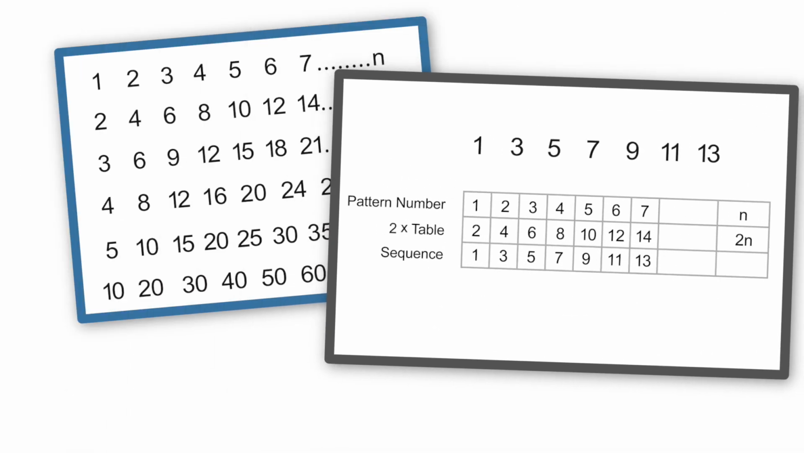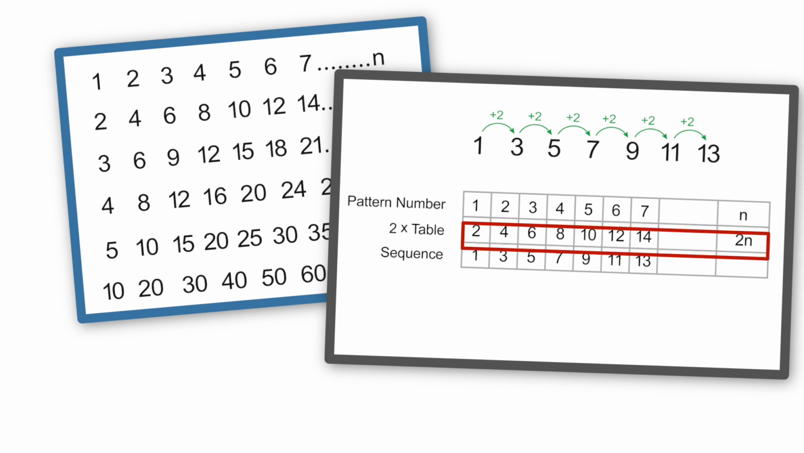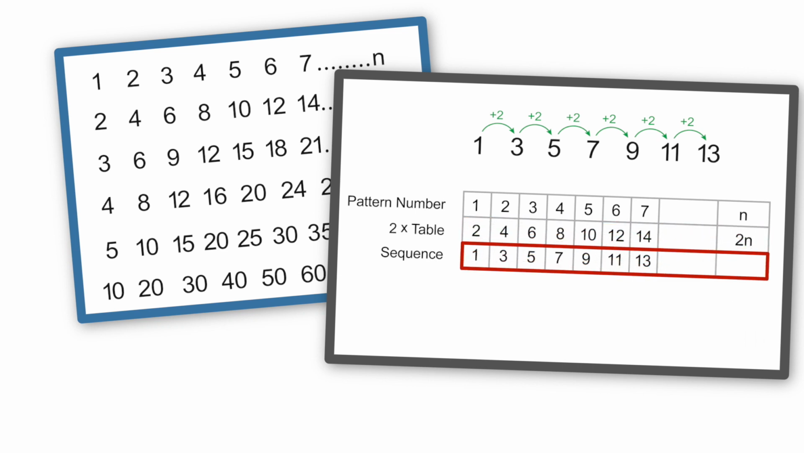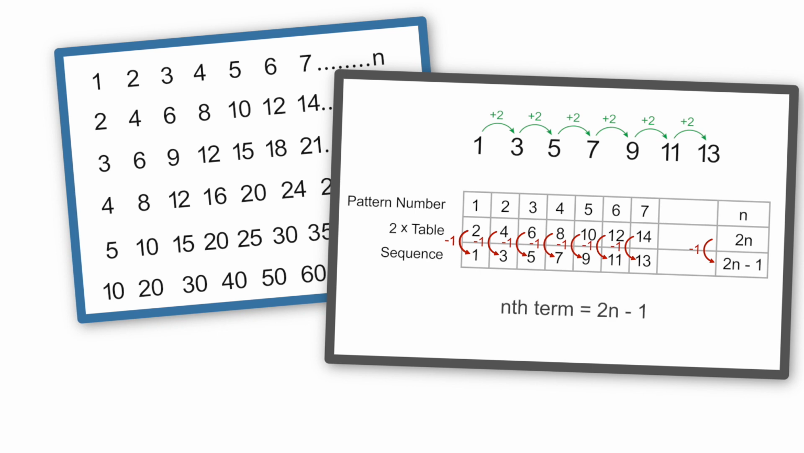So for example, if we take the sequence 1, 3, 5, 7, 9, 11, 13, we notice that to get to the next number in the sequence, you add 2 each time. And so by using the 2 times table, we can find the nth term of this sequence by drawing a relationship between the terms of the 2 times table and the terms of the sequence. So for this example, we can generate the terms of the sequence by subtracting 1 from the terms in the 2 times table. And so the nth term to this sequence is 2n subtract 1.